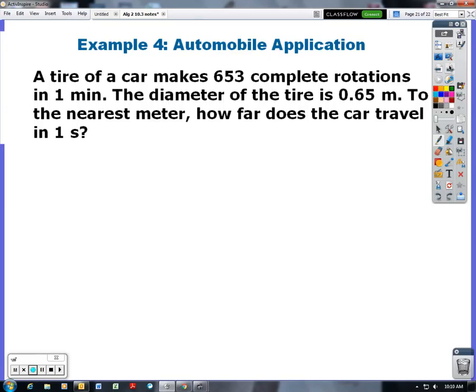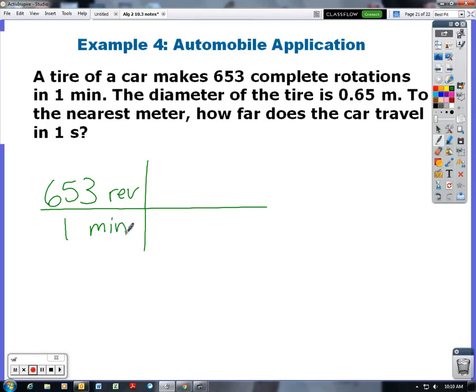I like to use dimensional analysis myself. So to do that, you start with what you're given. 653 rotations, I call that a revolution, in 1 minute. So that's a rate. And I know that the diameter is 0.65. I was just thinking of how I could relate this to S equals r theta. Well, you could find r, but I'm just going to do it this way. If you don't like the way that I'm doing it, you can look in the book and see how they do theirs, and maybe it'll make more sense.